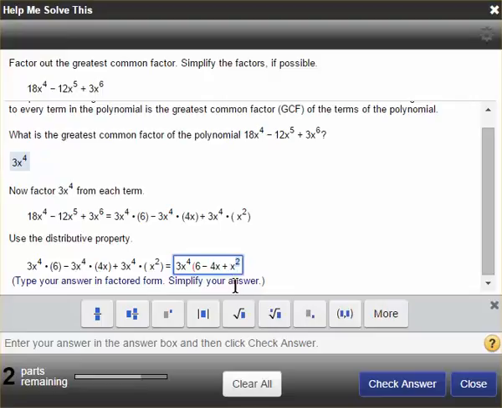All right, let me check it again. That's why it's a good idea to check. So there's my 18x to the fourth. 3 times minus 4 is minus 12x to the fifth. Perfect. And then this is going to be 3x to the sixth. We got it.